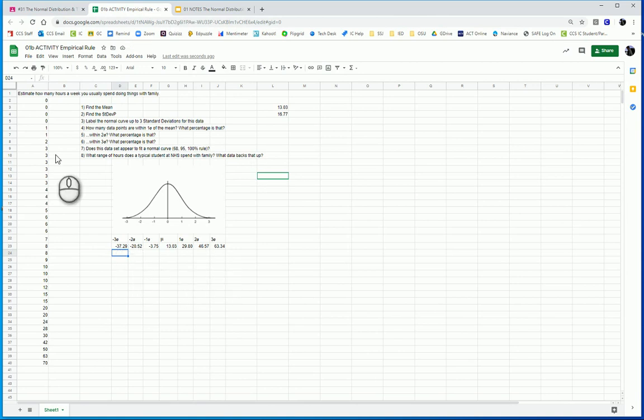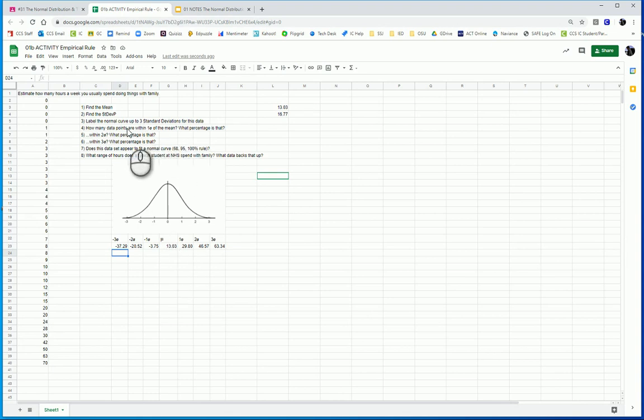Now, obviously, how many hours a week? You wouldn't have negative hours. So this whole left side of this graph doesn't quite make sense for our data set, because our data set isn't a continuous number line all the way to including negatives. But we can check a few things.